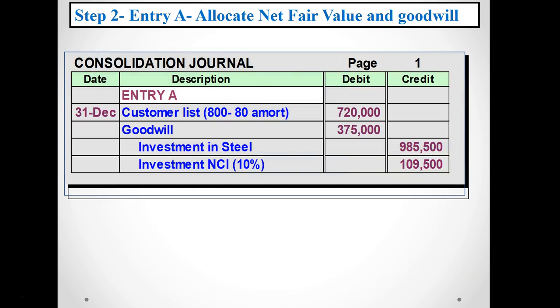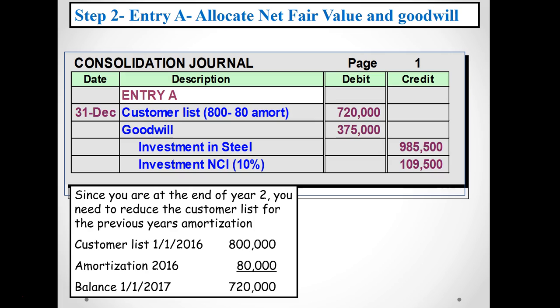Next, we're going to do entry A. We're going to allocate the net fair value and the goodwill. Again, we're going to book them at 100%. Make sure you adjust for any prior year amortization. In this case, we have 1 year, so we have to see what would be the balance at the beginning of 2017. And then we book the goodwill. And then again, we're going to have to allocate 90% to the parent and 10% to the non-controlling interest.